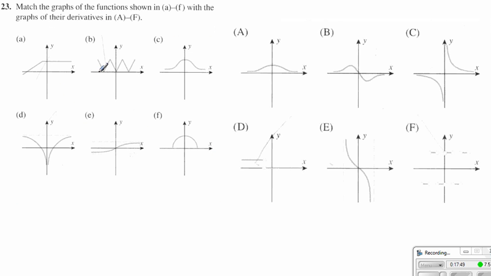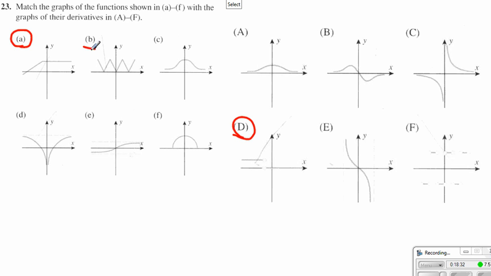All right, let us look at number 23. Match the graph of the function shown in small letters a through f with the graph of their derivatives, A through F. Now, let's look at a for a second. What would be the derivative? Initially I have a positive value, then the slope is a positive constant value, and then all of a sudden the slope is 0. So I'm looking for positive, then positive constant, and then 0. That's got to be choice D.